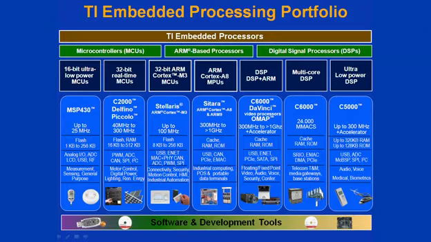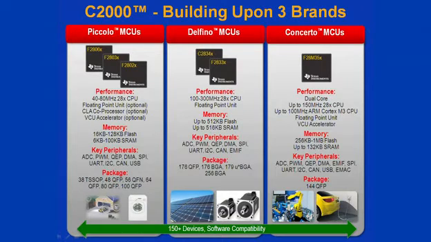The C2000 family, which this workshop is based on, includes the Piccolo, Delfino, and Concerto product lines. The Piccolo product line ranges in performance from 40 MHz to 80 MHz and has options for a floating point unit, control-law accelerated coprocessor, a Viterbi complex math CRC unit, and USB. The Delfino product line ranges in performance from 100 MHz to 300 MHz and features a floating point unit and some devices with an external memory interface.